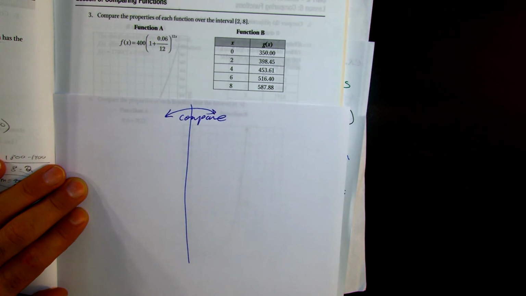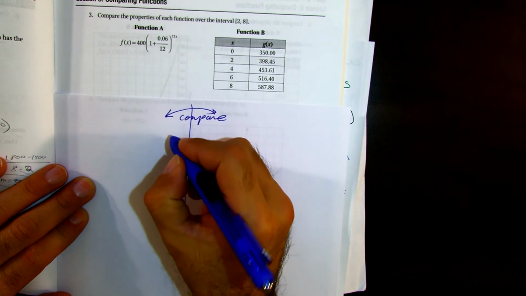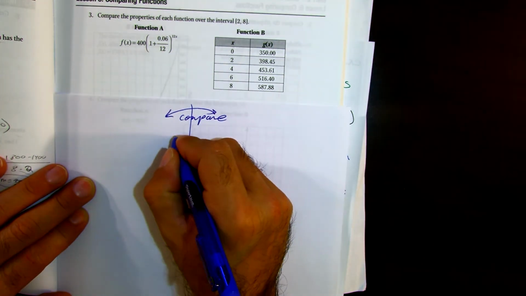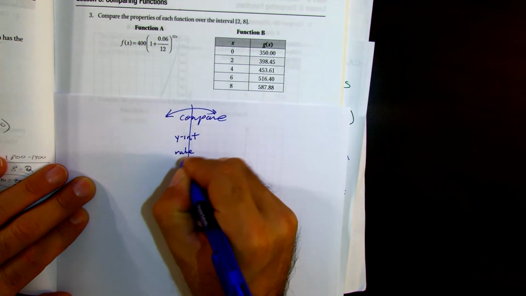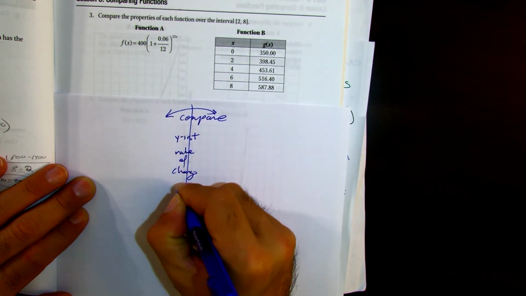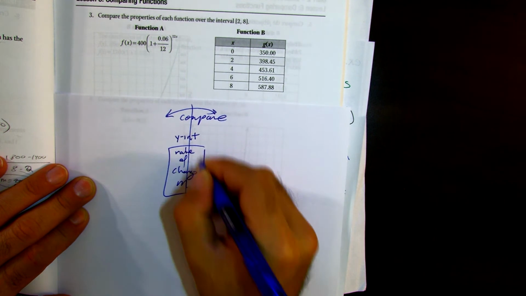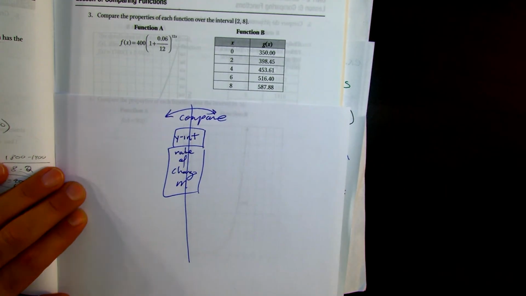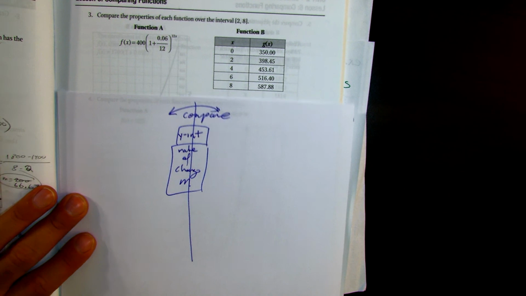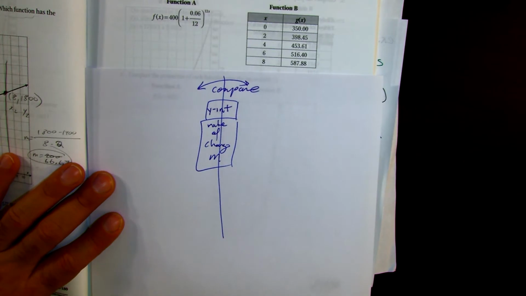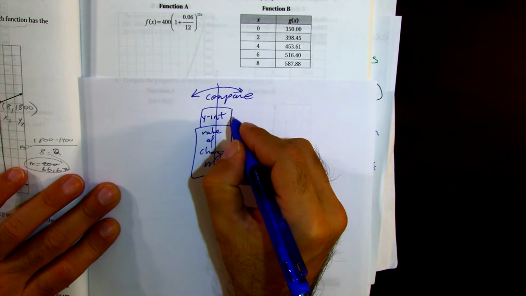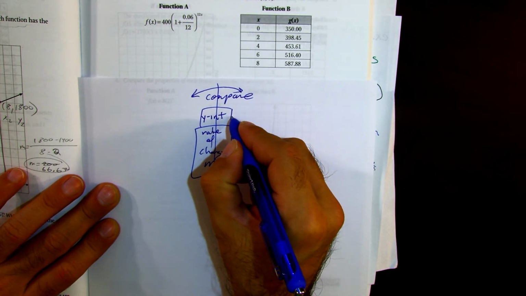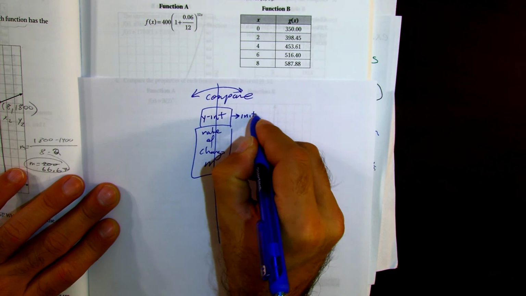All right, we need to compare each of these. And the main things we're going to compare are our Y-intercept and our rate of change, which is our M. So here's our two things we need to compare, right? So if I'm looking at the rate of change, which is our slope, and I'm looking at the Y-intercept, which also we know is going to be our initial amount.